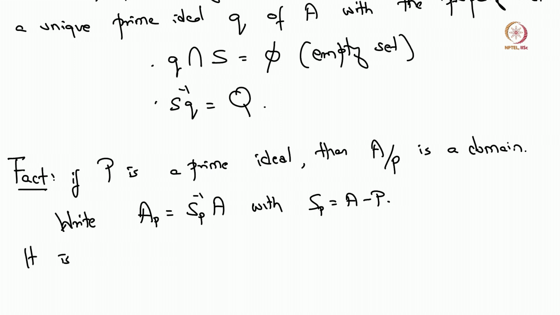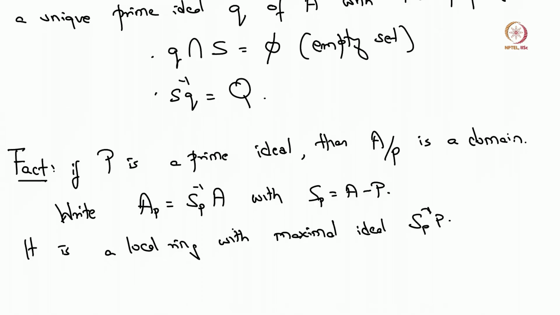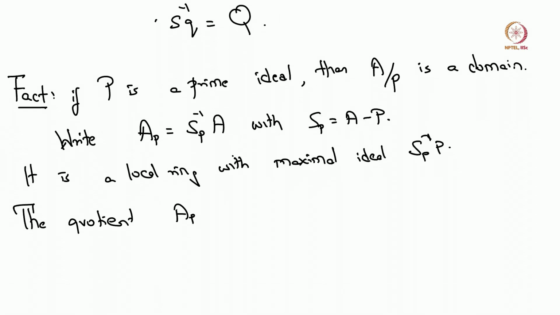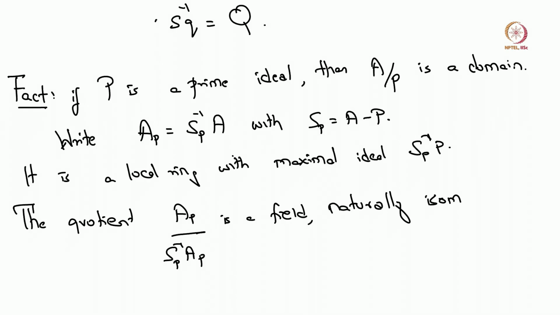Now I mentioned earlier that this is a local ring with maximal ideal given by the localization of the prime ideal P. And since you have a ring and a maximal ideal, if you take the quotient, then this is a field, and you can ask how it is related to A or P. So this is naturally isomorphic to the fraction field of A over P. The localization A_P, when you mod out by its maximal ideal, you get a field, and that's naturally isomorphic to the fraction field of A over P.